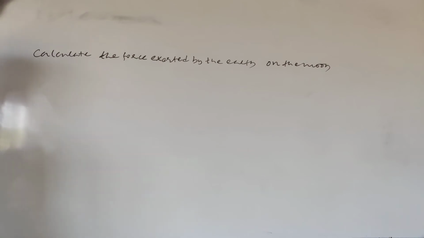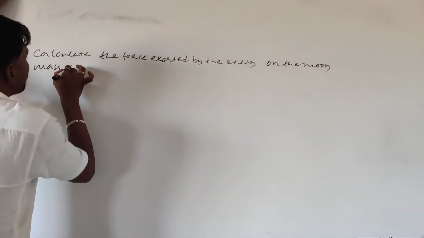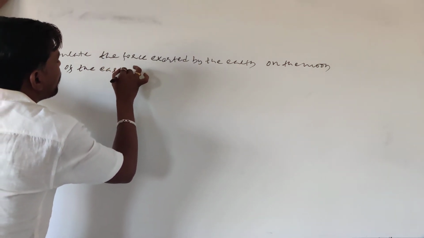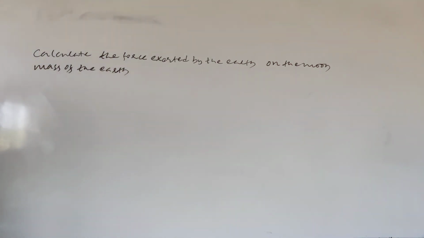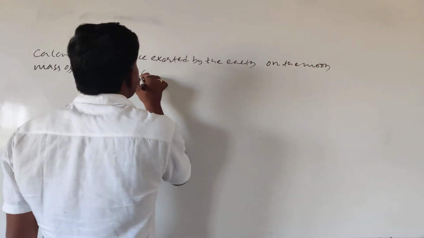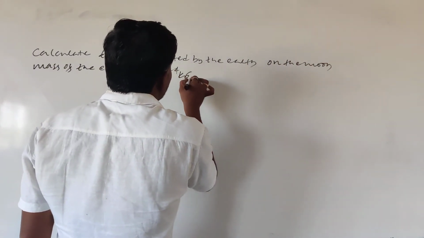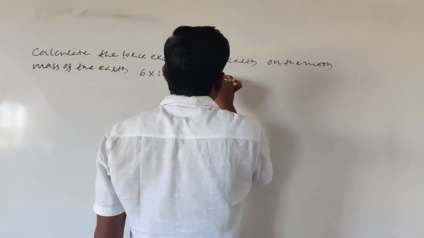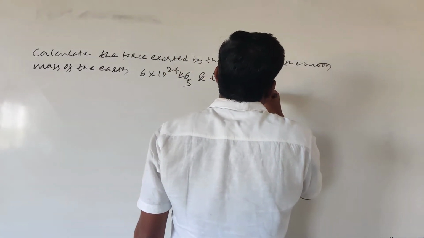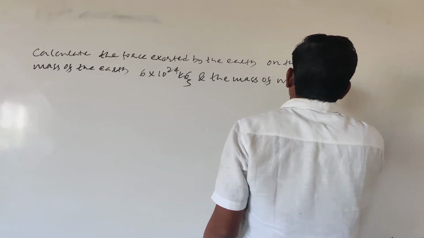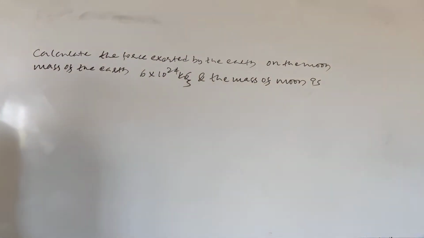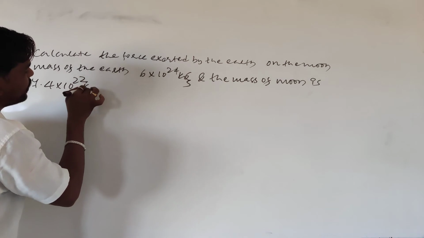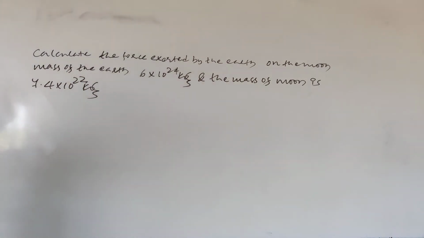Right? Mass of the earth is 6 into 10 raised to 24 kg, and the mass of the moon is 7.4 into 10 raised to 22 kg.